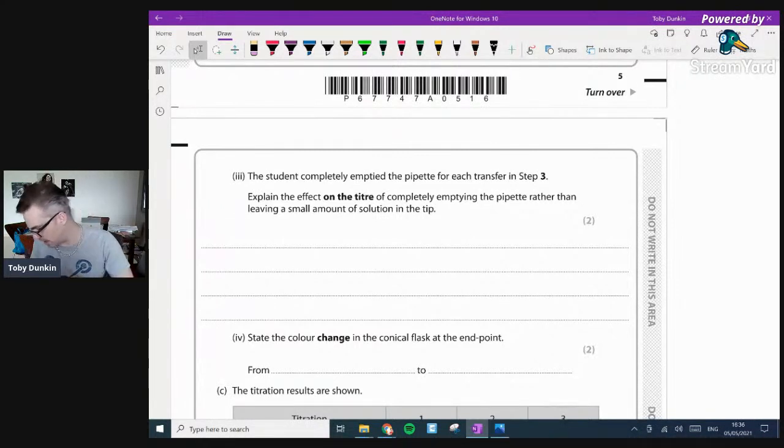Hi, Winkit, good to see you, dude. Thanks for coming along. Winkit's one of my year 13s, one of my best chemists.